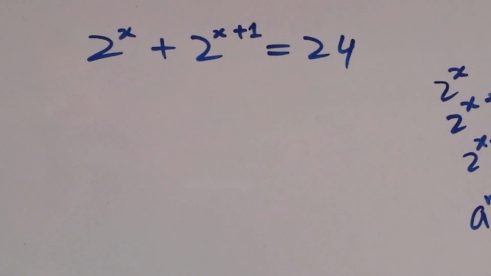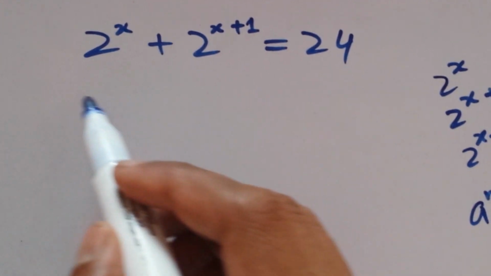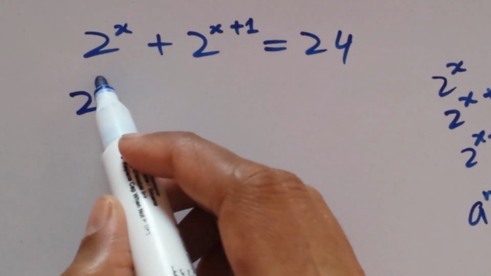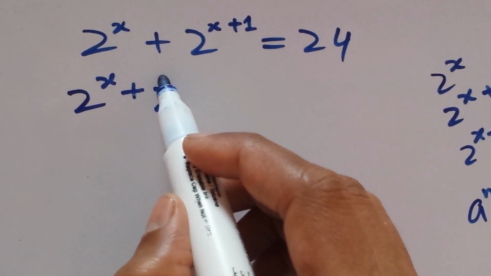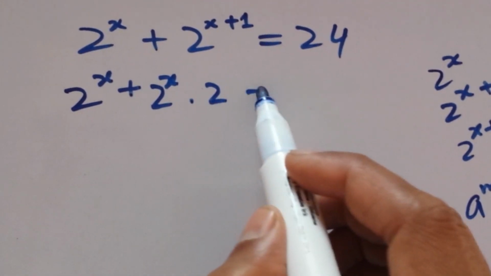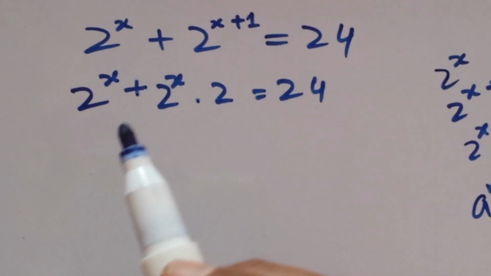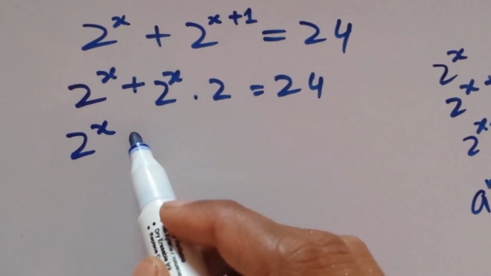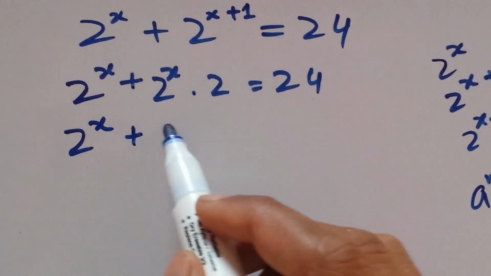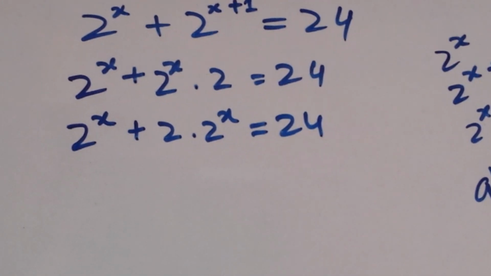So step 2, rewrite the second term. Replace 2 to the power of x plus 1, right? So 2 to the power of x plus 2 to the power of x times 2 equals 24, right? So step 3, clearly 2 to the power of x plus 2 times 2 to the power of x equals 24.